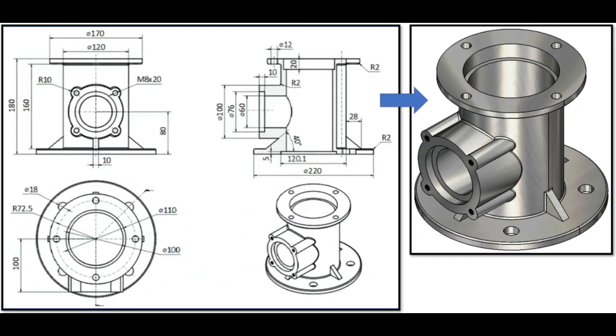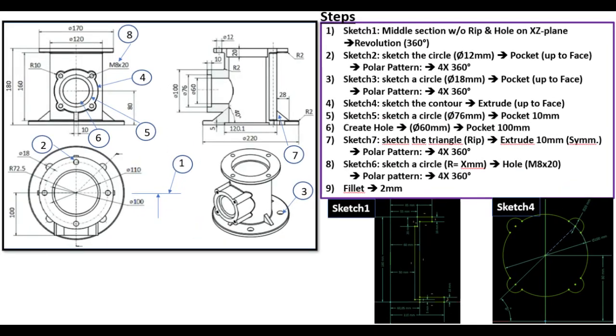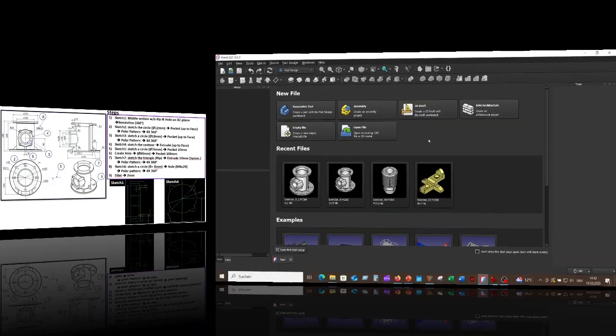This is the 2D drawing that we need to convert to a 3D solid part. As you know, there are several ways or steps to create the 3D solid part. Here you find the steps and the tools that I used to convert the 2D drawing into a 3D solid part. You also find these two important sketches.